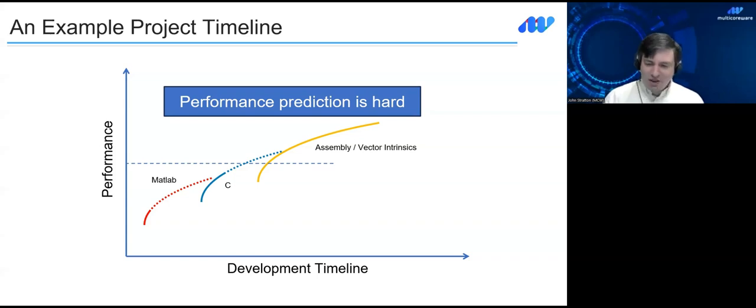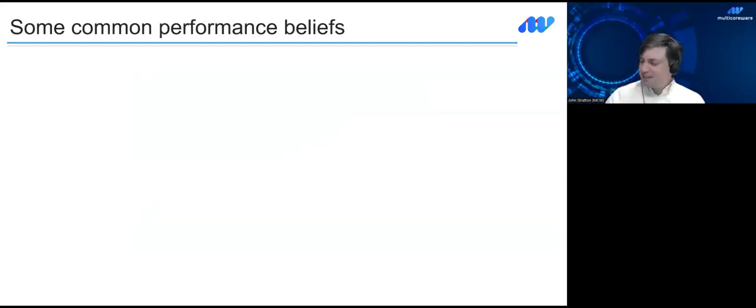So we all know, I think, from experience that performance prediction is hard to do. It is really hard to predict how much work it's going to take to reach a certain performance target, except in hindsight. And this leads us to say, well, then how useful is this productivity curve in general? I want to spend some time now talking about some common beliefs about performance, which are at least somewhat justified, but may not be as universally applicable as we think.